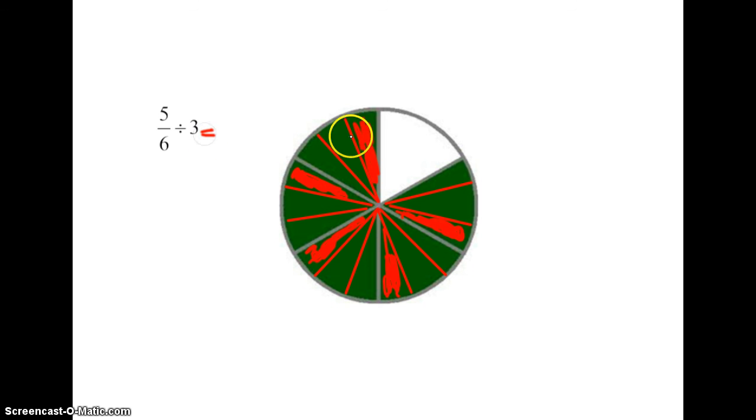So we have 5 sections colored, and what would our new denominator be? We divided each of these 5 sections into thirds. So we have a third here, a third here, a third here, a third here, a third here, and by default we would be dividing this into thirds and a third there. So 3 times 1, 2, 3, 4, 5, 6 is 18. So 5/6 divided by 3 is 5/18.